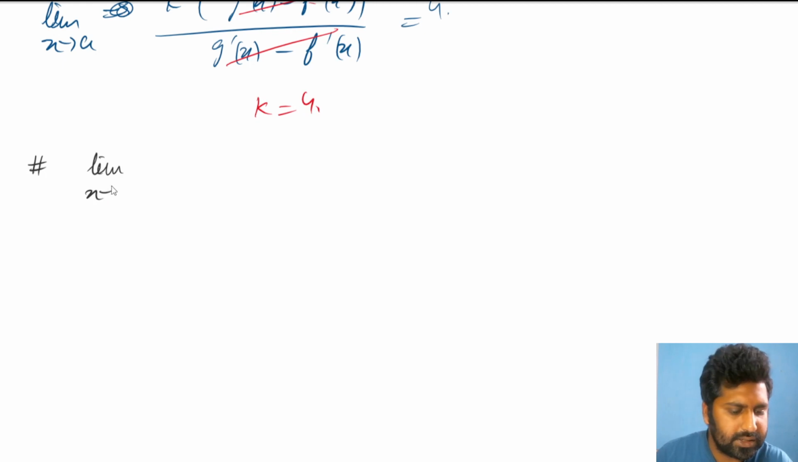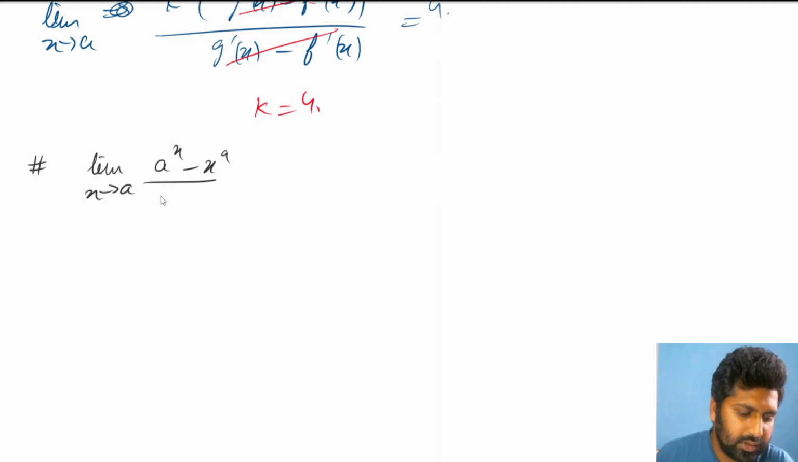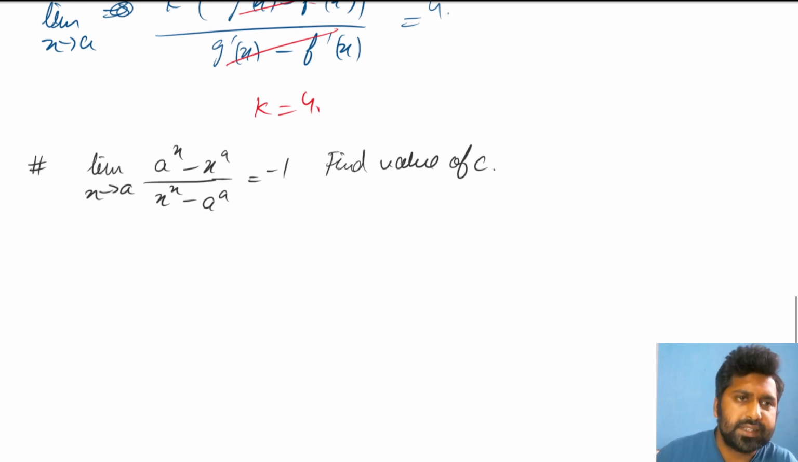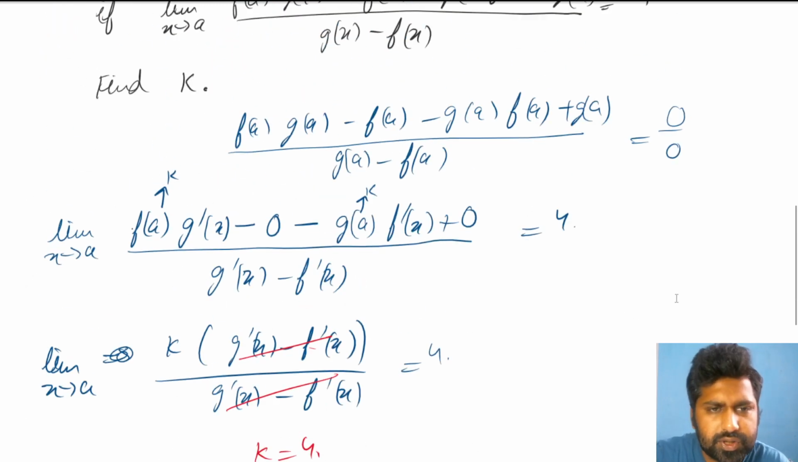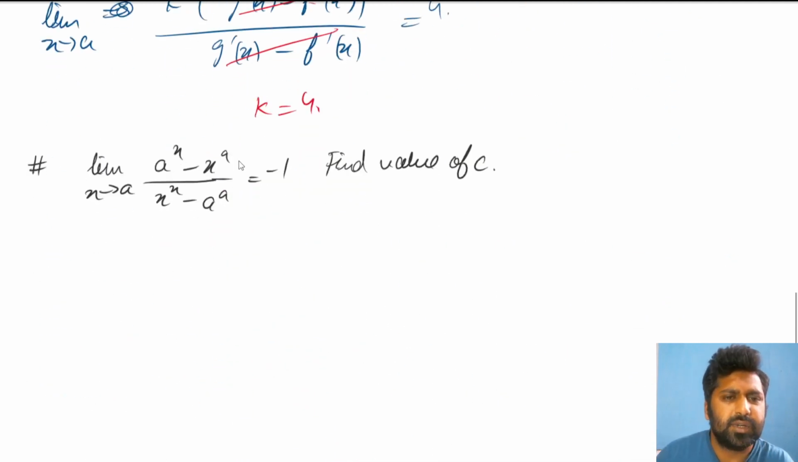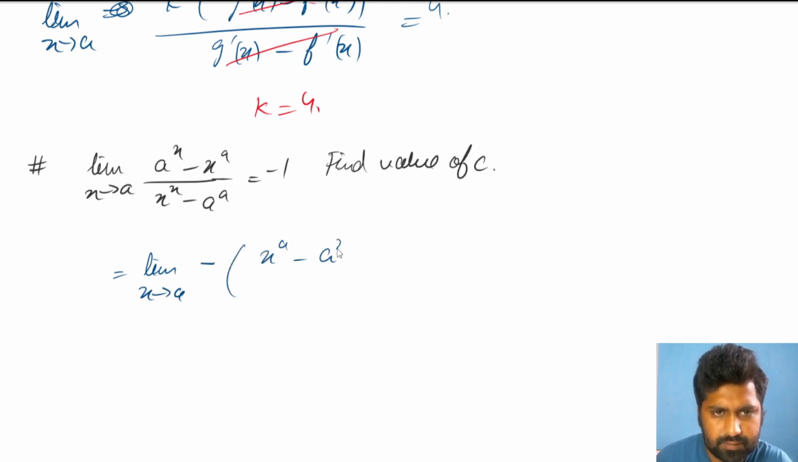Limit x tends to a of [x raised to power x minus x raised to power a] upon [x raised to power x minus a raised to power a] is minus 1. Find the value of a. Now this is like the first question we solved. In the first question it was x raised to power a, and then a raised to power x. If I convert this into the first question, I have to take negative common, and this becomes the first question. We have already solved this, so I'm going to use the result of that.